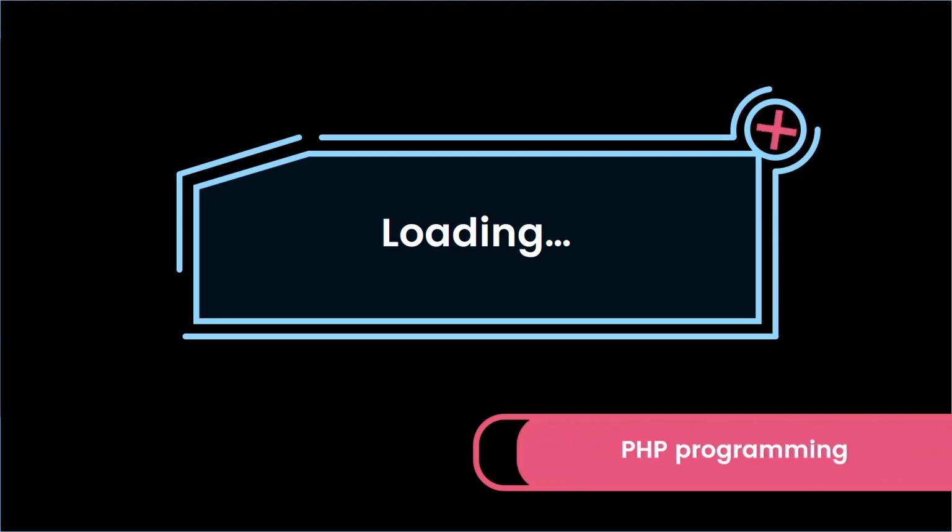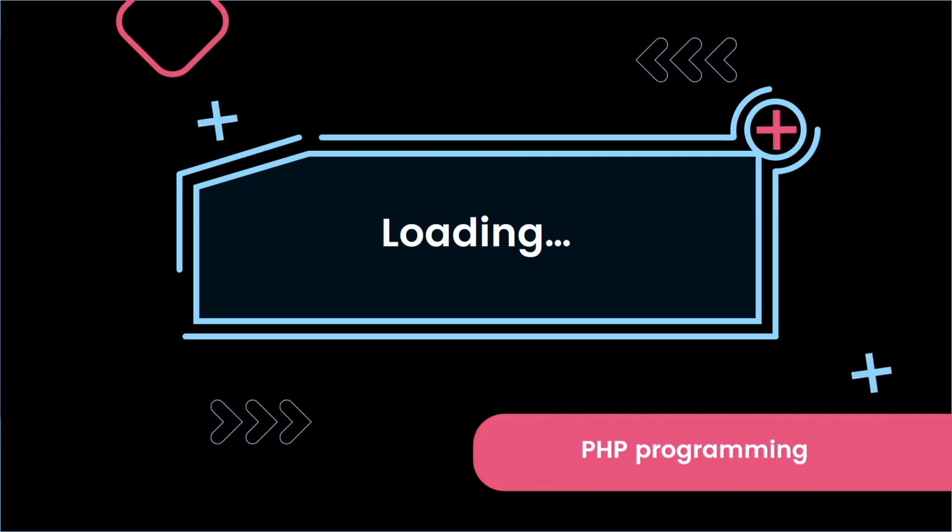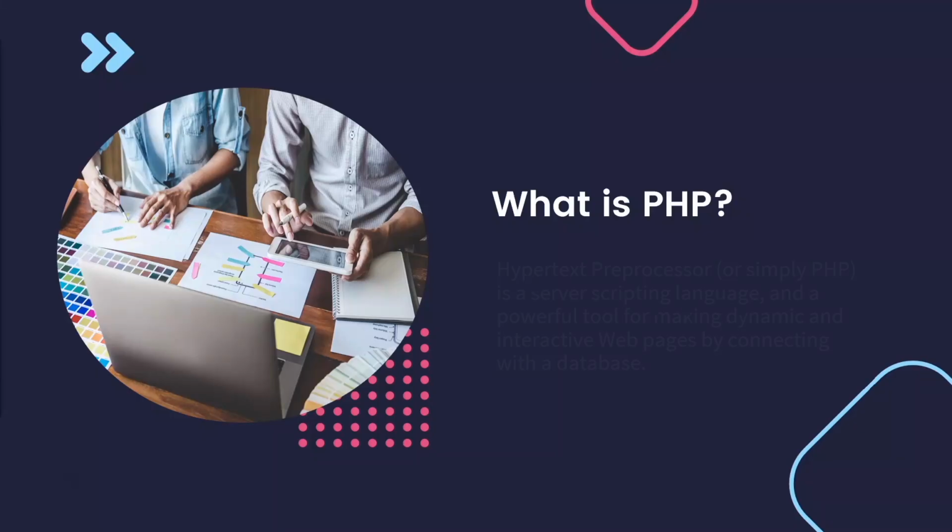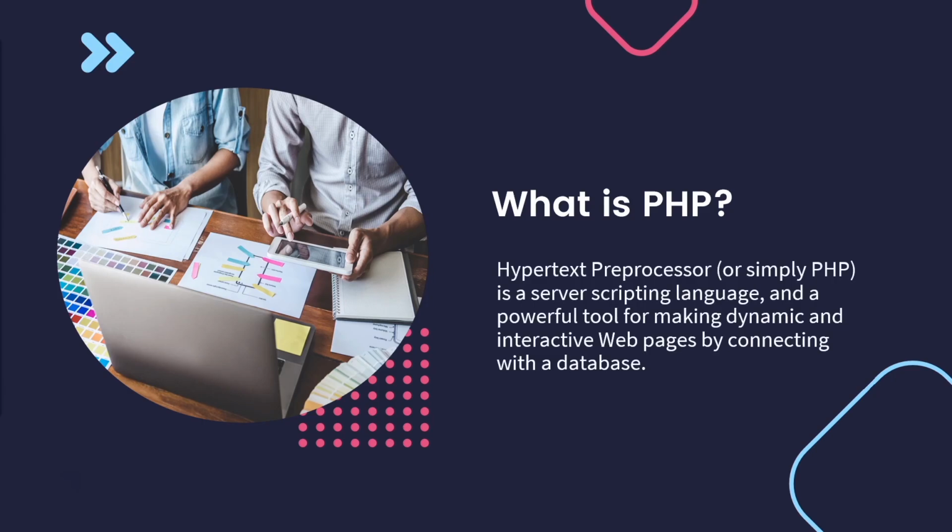Excellent. Now let's move forward and let's take a moment to discuss the PHP programming language. So what exactly is PHP? Well, PHP, also known as Hypertext Preprocessor, is a server-side scripting programming language, as we mentioned before. And it is also a powerful tool for making dynamic and interactive web pages or applications by connecting with a database. PHP is basically used for developing web-based software applications. And PHP files are saved with the extension of .php, much like our JavaScript files are saved as .js.